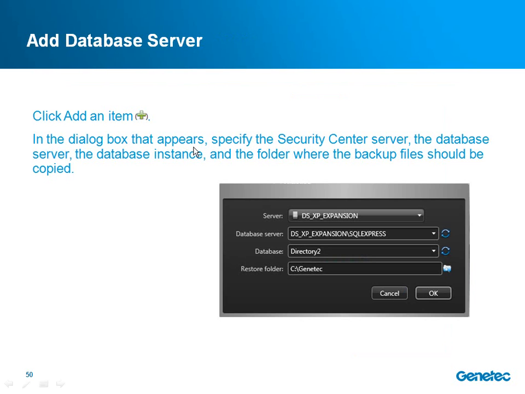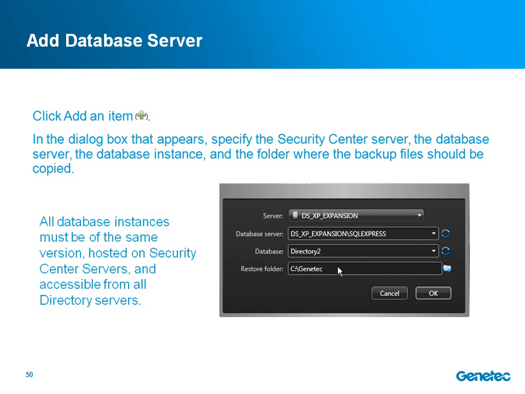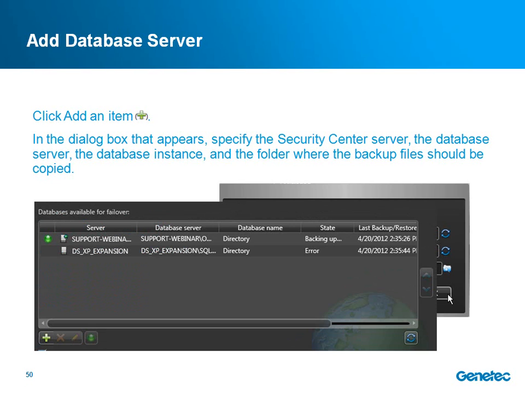So the first thing we'll want to do is add a database server. You'll need to select the server the database is on, the database server itself, the database name, and the restore folder to use. The database instances must all be the same version of SQL, and as we mentioned, have to be on the same Security Center servers, so either an expansion or directory server, and the database has to be accessible from all the directory servers. Once we hit OK there, we will see our server added to the list here.